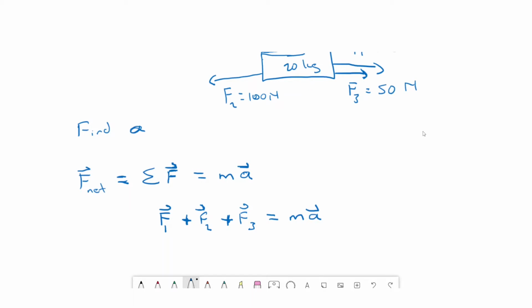After this step, I am going to consider the signs. So this is what I'm going to do. I'm going to take everything that is going this way as positive in the x direction. I'm going to take everything in the y direction going up as positive, which means that anything going this way is considered negative. Anything that is going down is going to be considered negative.